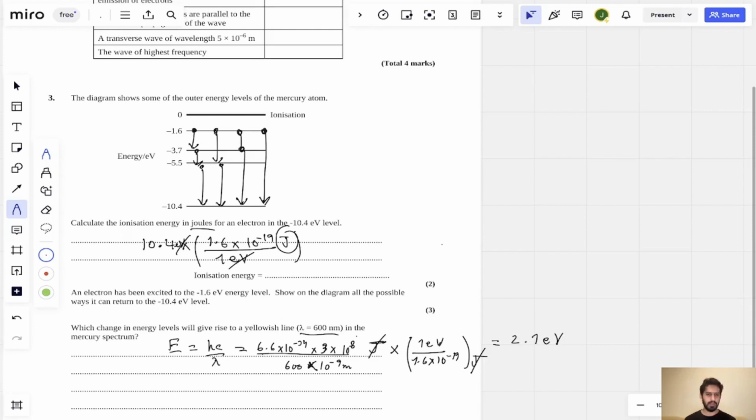You can stop the video, try to figure out the answer by yourself. I'll tell you the answer. The answer is negative 1.6 to negative 3.7. The energy difference between these two levels is 2.1 electron volts. So if the electron de-excites from negative 1.6 to negative 3.7, it will emit a photon that will have this energy.